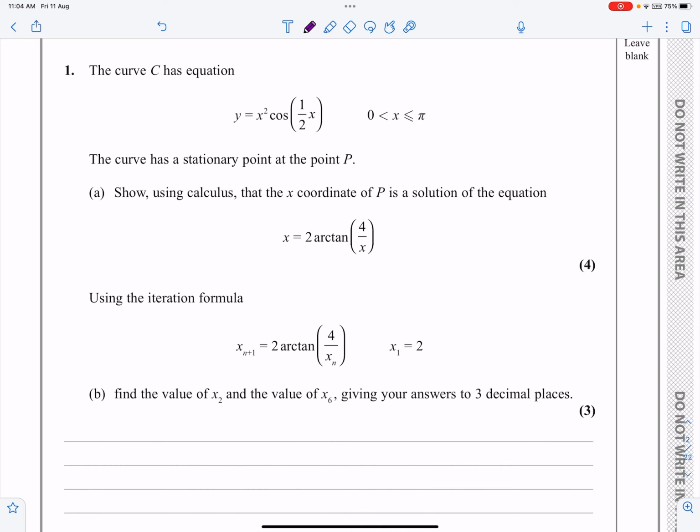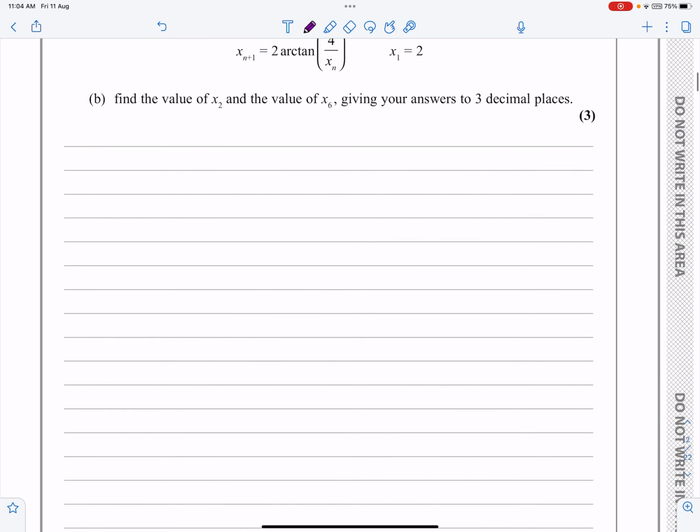Okay, so let's look at this. It says the curve has a stationary point at the point P. Show by using calculus the x coordinate is a solution of that equation. We'll come back to that in a minute, but remember we've got arctan there, so that's a little bit of a clue. But for the stationary point, what we need to do is differentiate and put it equal to 0.